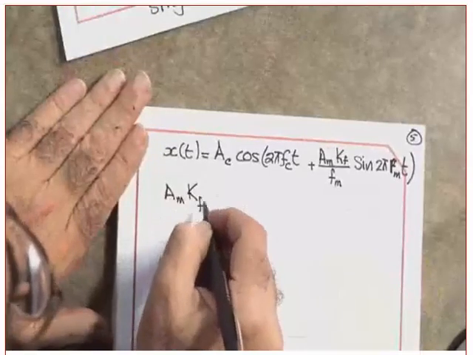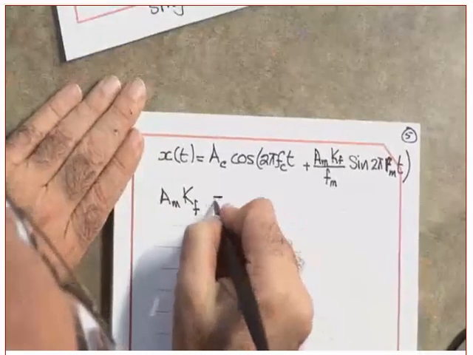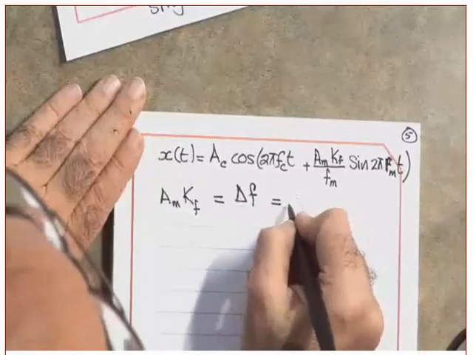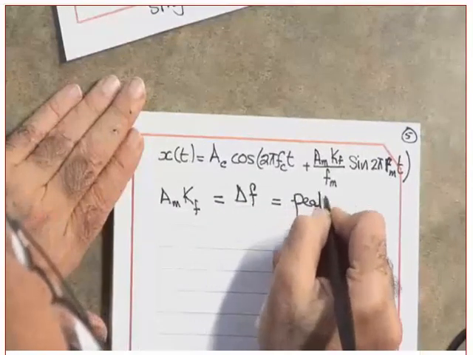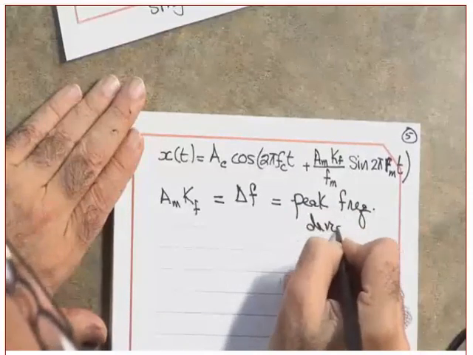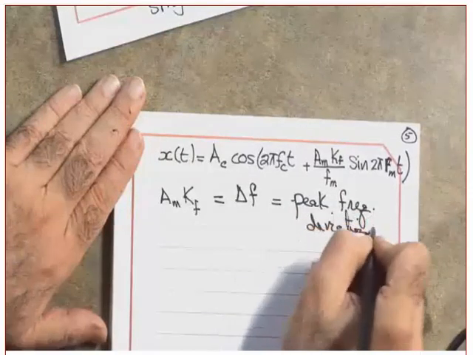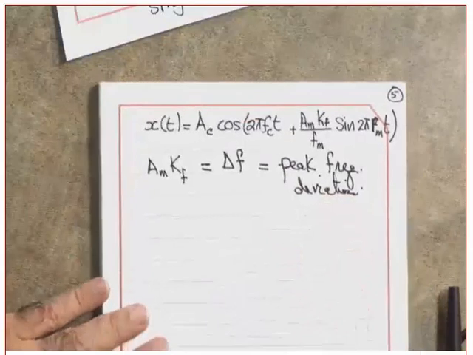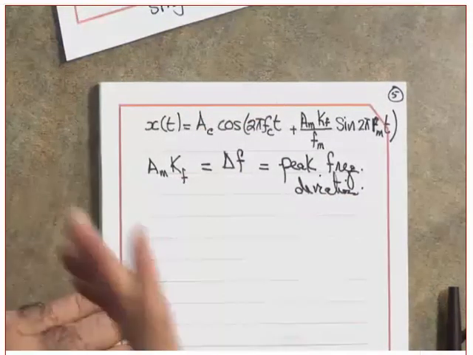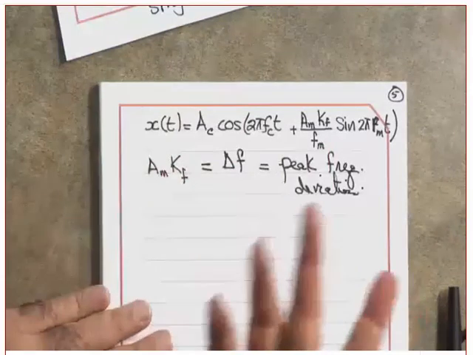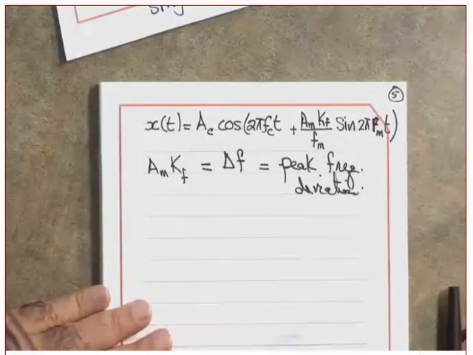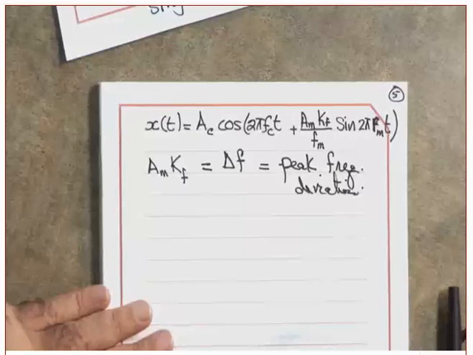A M K F is what? It is defined as delta f, which is the peak frequency deviation. What does the peak frequency deviation depend on? It's just K F, just a what? Modulation constant. What does it depend on? The amplitude of your what? Of your baseband signal. Did you get this or not?